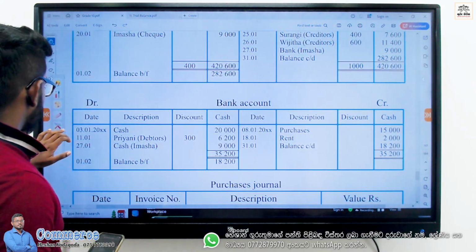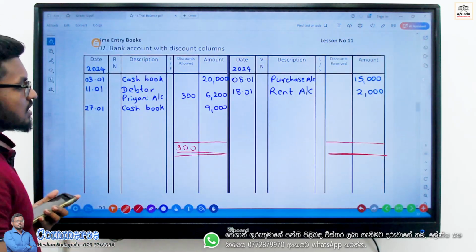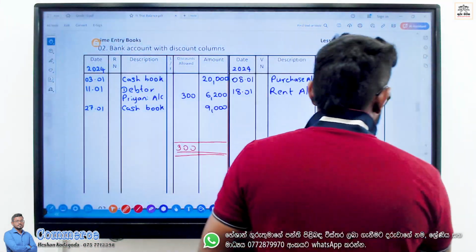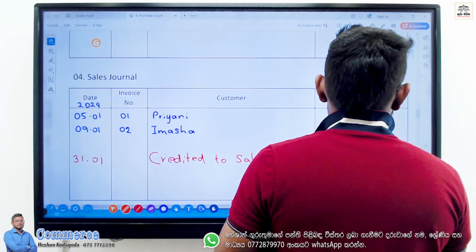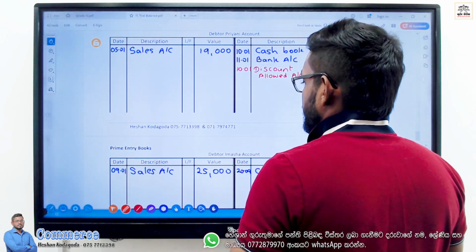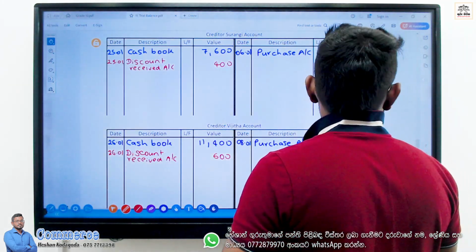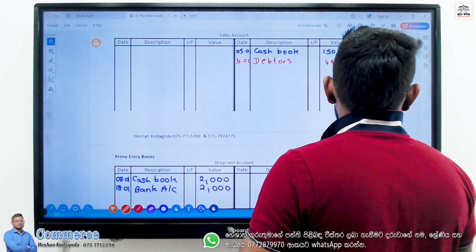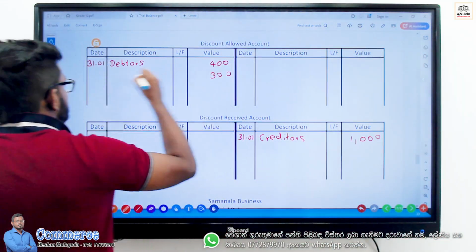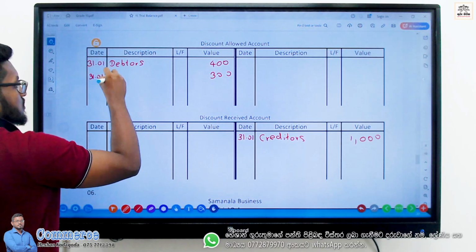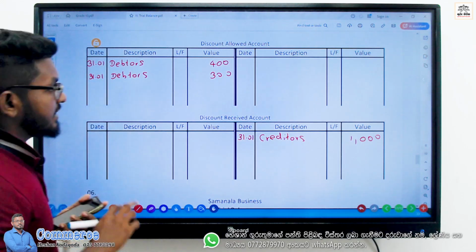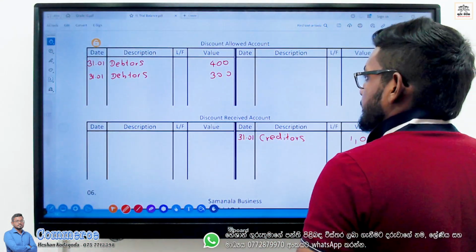Write it under discount allowed account debit, debtor Priyani account credit, right? Discount allowed account debit, discount allowed account දාන 3 වෙනම දැම්මත් කමක් නැහැ, එකට දැම්මත් කමක් නැහැ. 300, 31st of January, debtors, right? Go to the debtor Priyani account credit side.